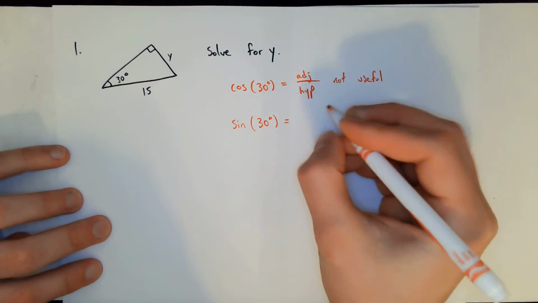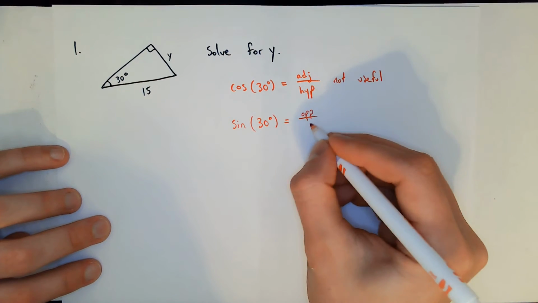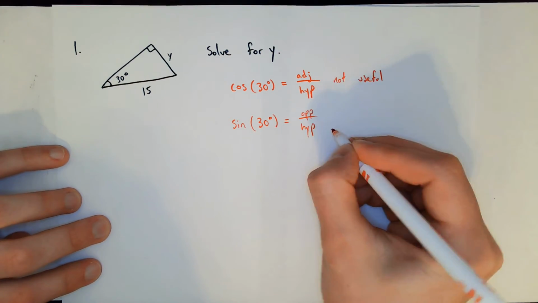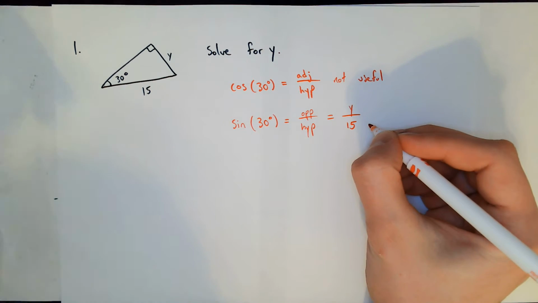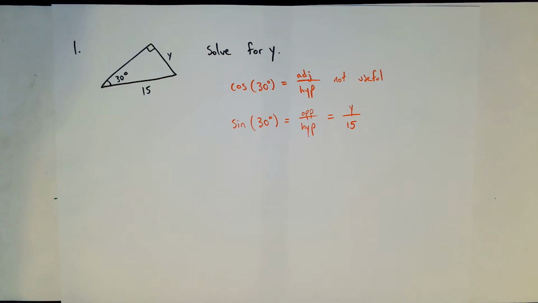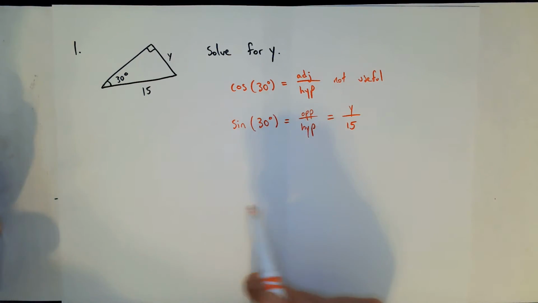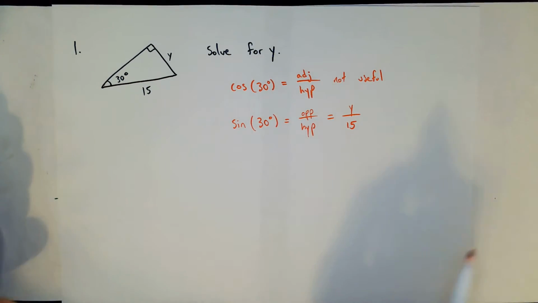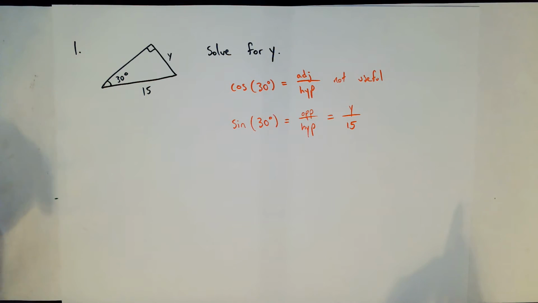Sine of 30 degrees is, well, sine of any angle is going to be, in a right triangle, opposite over hypotenuse. That's going to be y over 15. And now at this point, I need to decide what sine of 30 is, right? And I do not use a calculator for this because we can get an exact answer, because 30 degrees is one of those nice angles that has a nice relationship.